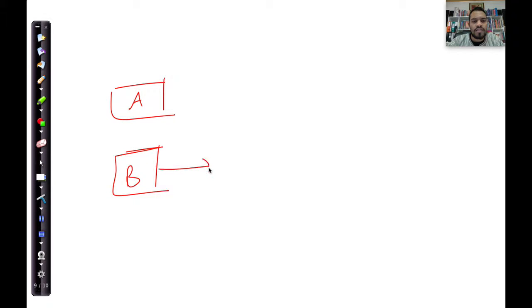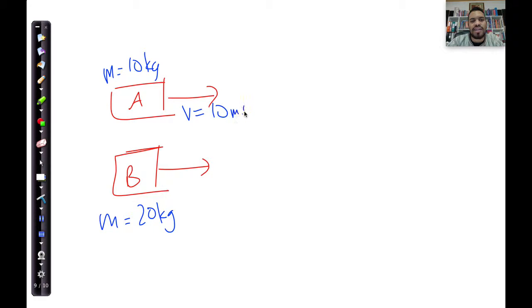So I'm going to consider two introductory examples. The first one is I'm going to take object A and object B, and I'm going to put a little vector arrow there and consider those arrows to be the same. Let's give each of these some values. The mass of object A is equal to 10 kilograms, and the mass of object B is equal to 20 kilograms. At the same time, object A has a 10 meter per second velocity, and object B has a 10 meter per second velocity.